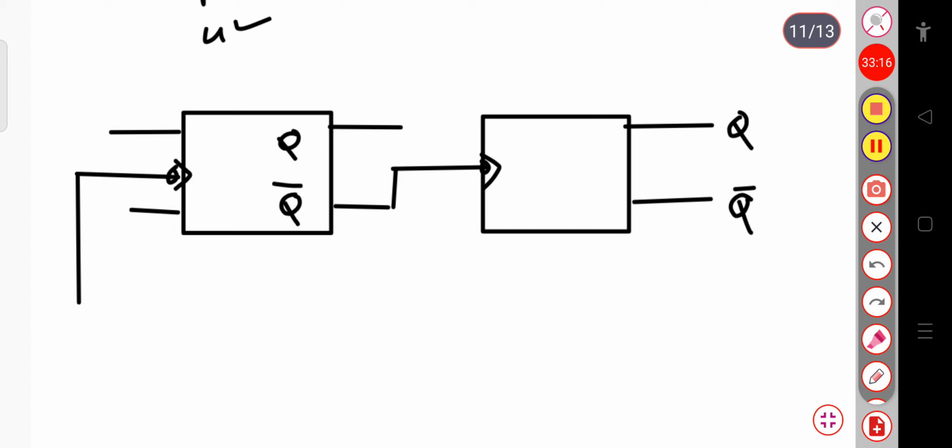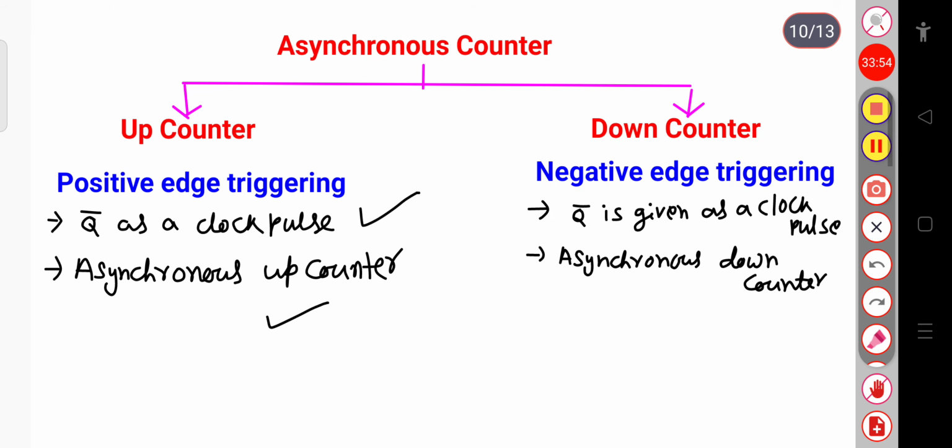Now tell me what type of counter it is. First of all, clock is given to the first flip-flop only, so this is asynchronous counter. Now whether it is positive edge triggering or negative edge triggering, this bubble is present, so negative edge triggering. Now whether up counter or down counter, when this Q bar is connected to the second flip-flop and it is negative edge triggering, so this is no doubt a down counter. Just try to remember this. For positive edge triggering, Q bar clock pulse, up counter. When negative edge triggering, Q bar clock pulse, then down counter.